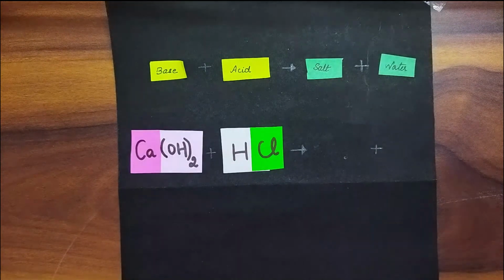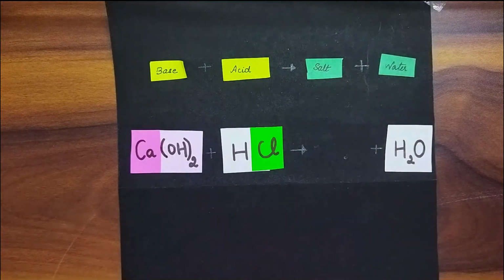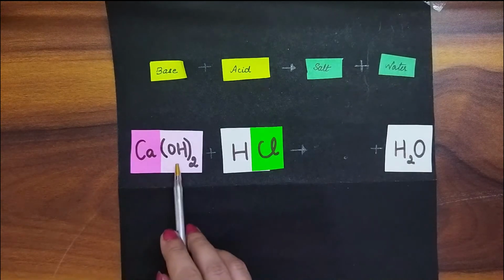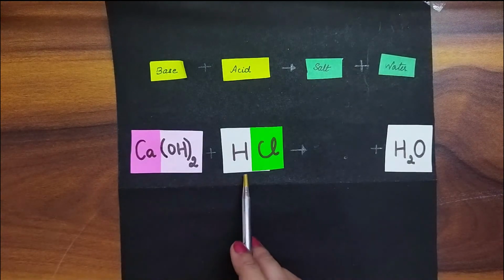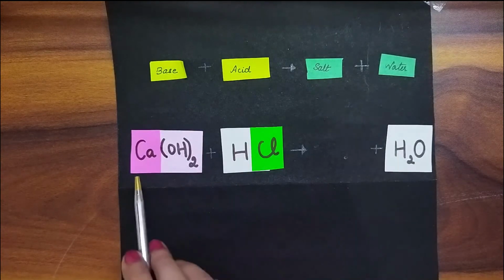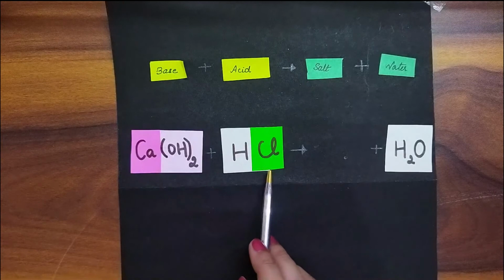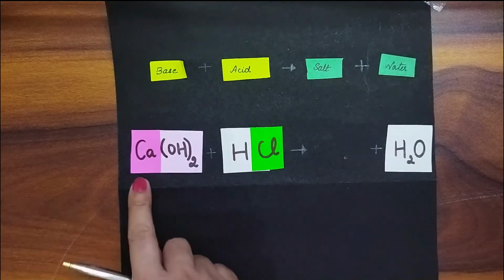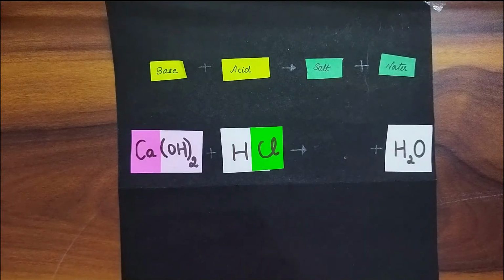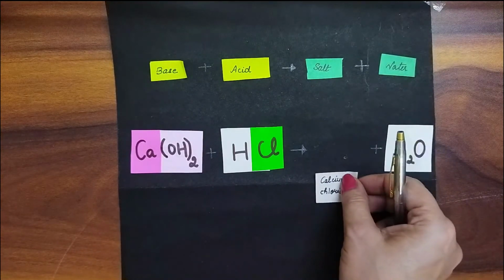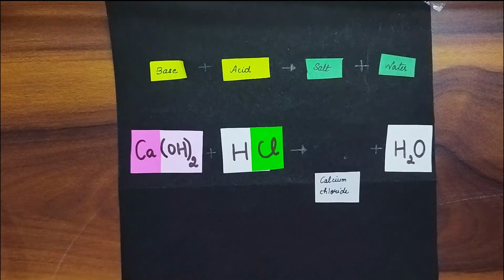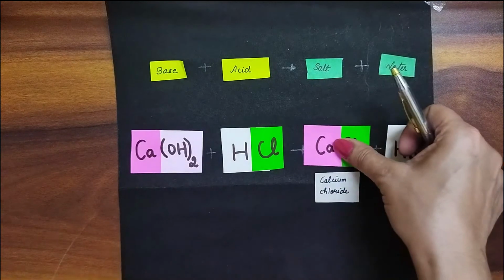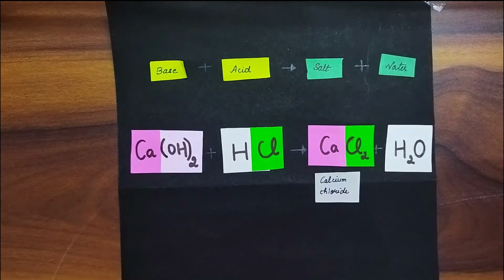So one of the products will be water, that is H2O, because the base will be giving hydroxide ion in the solution. Acid will be giving hydrogen ion in the solution. Now pick up the cation's name from here and the anion's name from here. So you get the name as calcium chloride. So we will first write down the name of the salt, that is calcium chloride. Then follow the crisscross method and we get the formula of the salt as CaCl2.